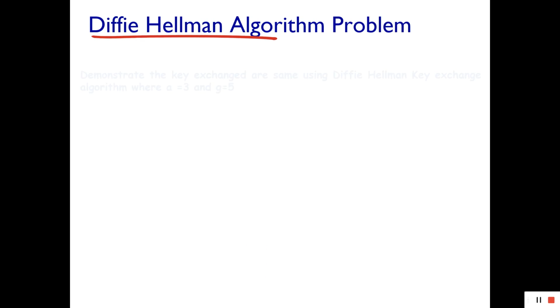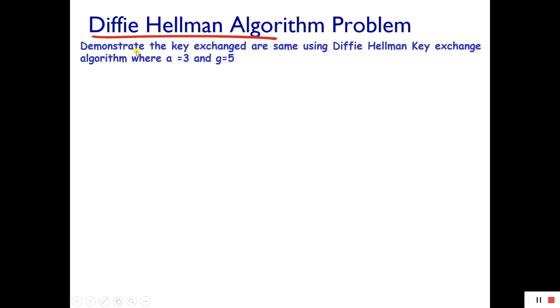In this example, we are trying to demonstrate the key exchange in the Diffie-Hellman key exchange algorithm, where the A value is, sorry, the A value is 3 and the G value is 5. So what is given is that A is 3 and G is 5. We have learned that yellow is the base color for both of them, so the A value and G value are known to both of them.